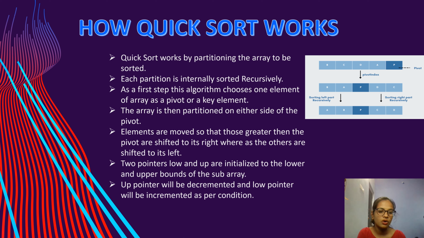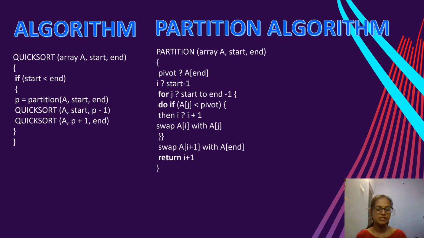Two pointers, low and up, are initialized to the lower and upper bounds of the subarray. The up counter will be decremented and the low counter will be incremented as per the condition. This is the algorithm for quicksort. Quicksort of array a, start, end. If start is lesser than end, p is equal to partition of a, start, end. Quicksort of a, start, p minus 1. Quicksort of a, p plus 1, end.